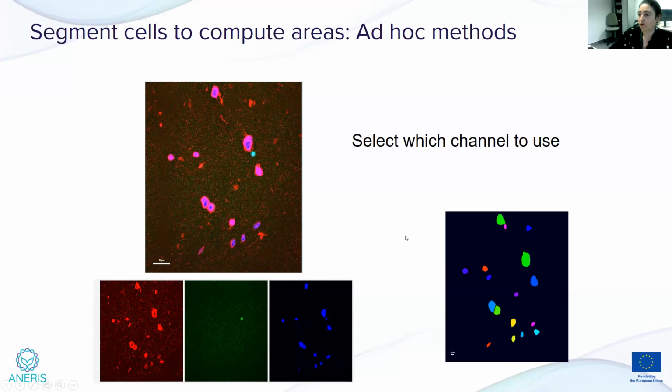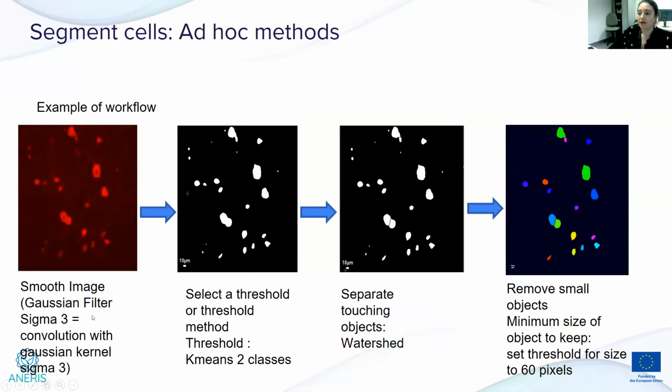So the first thing you would do in an ad hoc method is, okay, basically looking at your image and say, which information do I need to identify cells? And the information to identify cells here would be contained in this image. Then this is a typical workflow. So a workflow is a pipeline that we will use to process an image in order to get the segmentation at the end that will allow us to compute the size of every independent object.